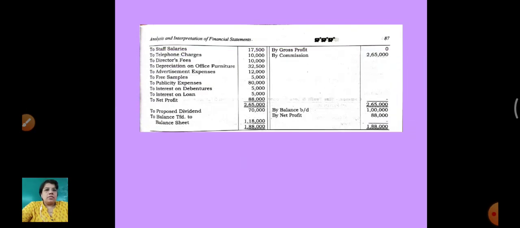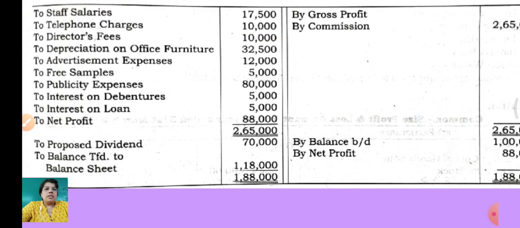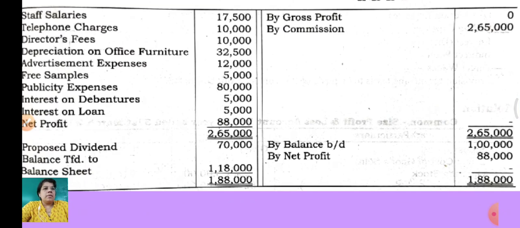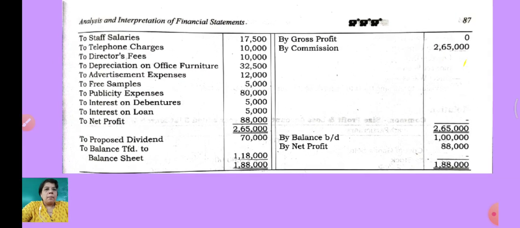Further part of the question. On the debit side of the profit and loss account, staff salaries, telephone charges, directors fees, depreciation on office furniture, then advertisement expenses, free samples, publicity expenses, interest on debentures, interest on loan, these expenses are given. On the credit side, one income is given, commission, and that commission will be added to this gross profit.